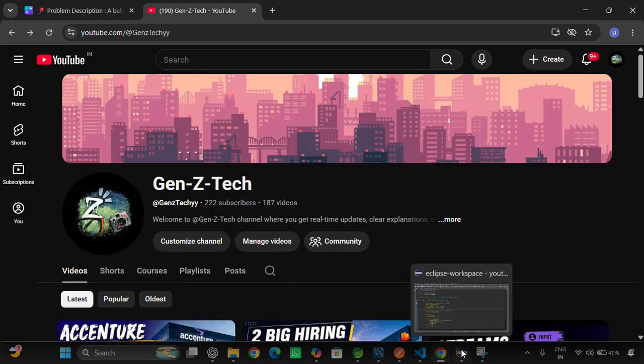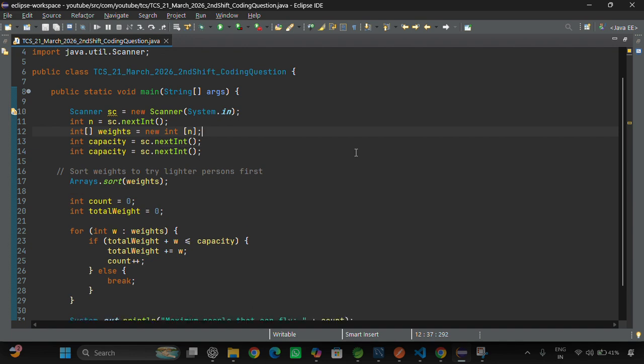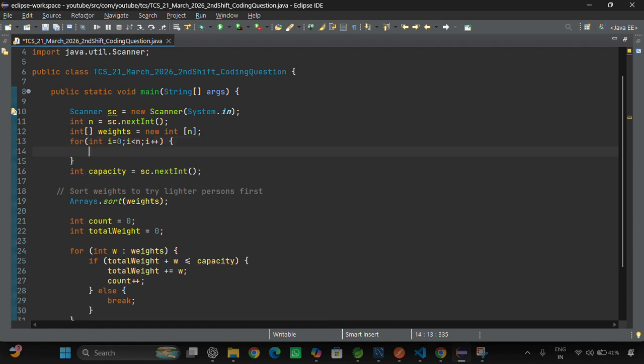So moving to the coding part, this is the code. Here I have taken the Scanner class and the n value. Sorry, I haven't taken the number of weights yet, so I will take the weights with a for loop: int i equals 0, i less than n, i incremented. Weights of i is sc.nextInt, right?